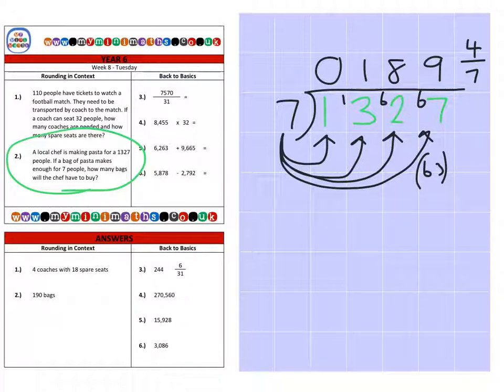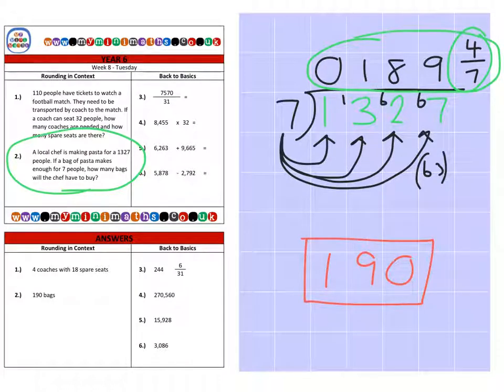Now, quite clearly, we can't go into a shop and buy part of a bag. So we've got to buy an extra bag to make sure that everybody is covered. So that means we add an extra 1 onto the 189. So in total, we'll need to buy 190 bags of pasta.